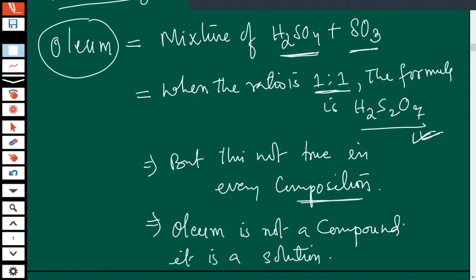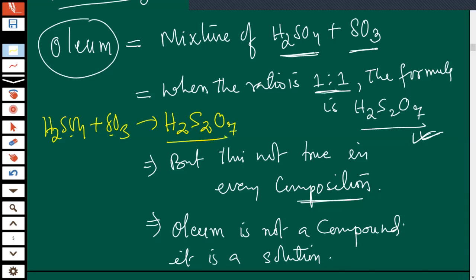When the ratio is 1:1, the formula of oleum becomes H2S2O7. You can see here, H2SO4 and SO3. Add it. What you will get? H2, S2 and O7. This is not the correct formula of oleum. It is one of the cases. When the ratio is 1:1, then only this formula becomes valid.